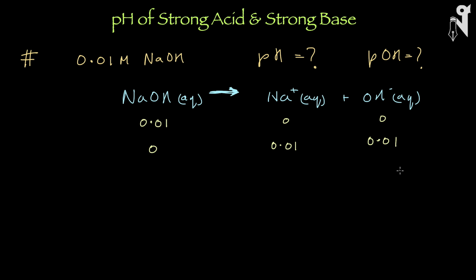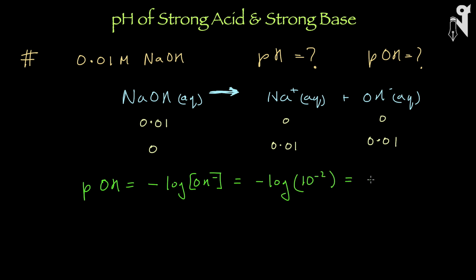So what we have is pOH. Because we have OH in the solution, we'll first get our pOH value, which is minus log of the concentration of OH minus, which is minus log of 10 power minus 2, which is a plus 2, right? So pOH will be plus 2. Now comes the question of what is your pH. So what should be the pH of this solution?